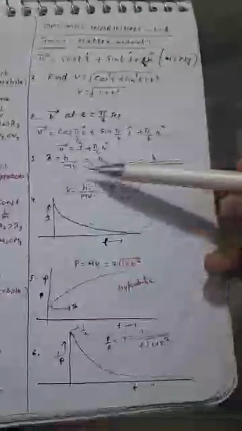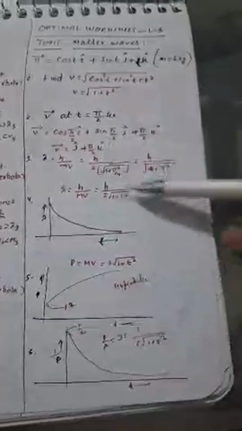And next is the de Broglie wavelength, which is h by mv. By substituting the values, we have the de Broglie wavelength as h by 2 root over 1 plus t square. Now if you analyze the graph, at t equal to 0, lambda corresponds to h by 2, so this coordinate here will correspond to h by 2. And as t tends to infinity, lambda will tend to 0. So it will be like a rectangular hyperbola, and its variation will be like this.